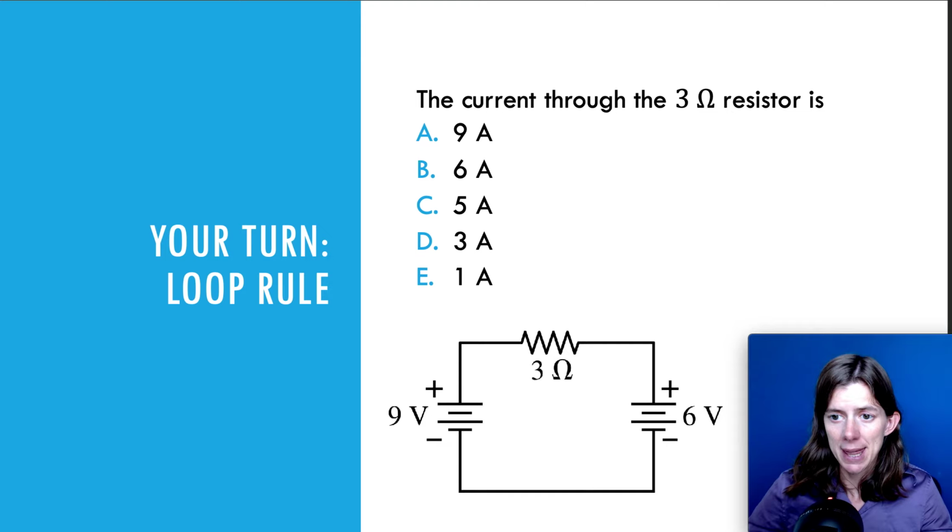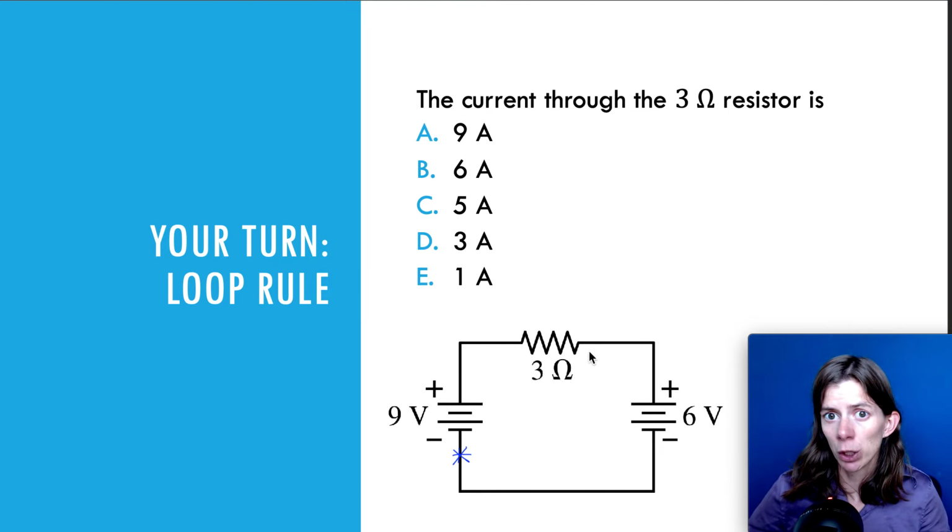So this problem is asking us for the current through the 3 ohm resistor. Pause the video, use the loop rule, pick a starting point, add up all of your potential differences, sum them up to 0, and that will let you find your unknown. Okay, let's give it a shot. Pick your starting point, I'm starting at this negative terminal. Doesn't matter where you start.